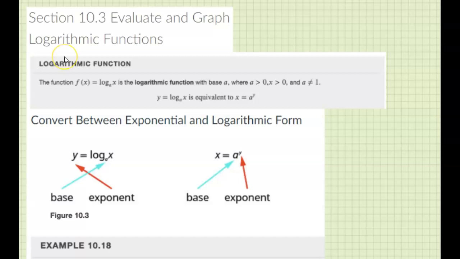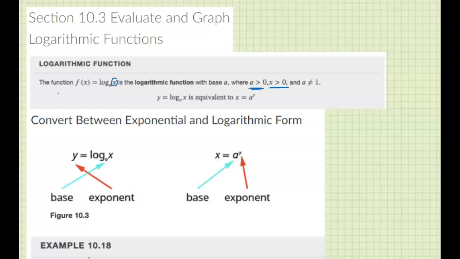Okay, so here's what the logarithmic function looks like. The function f of x equals log, and then it has a little a at the bottom. You say log base a of x. So it's a logarithmic function with base a. The base is always positive. Whatever is in here always has to be positive, right? And a is not equal to 1. That's a special case that we're not going to look at.